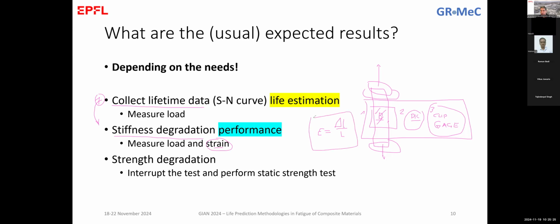Look at this. If you check a book of simple mechanics, they say that the strain is equal to delta L over L. If we assume that the initial material length is L here, and the material becomes longer with the loading, it extends by this delta L. The strain is delta L over L.